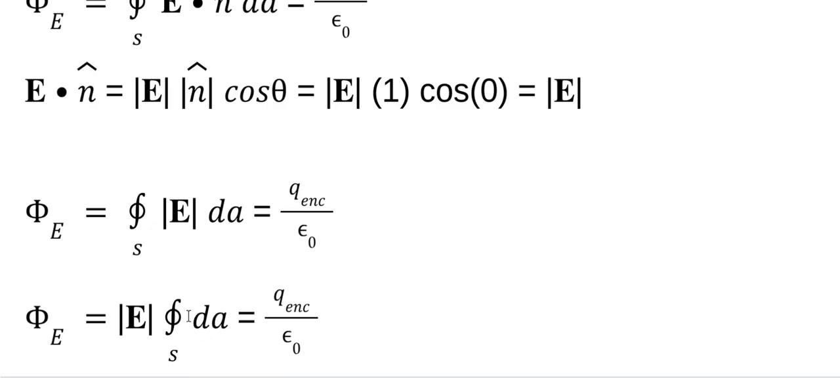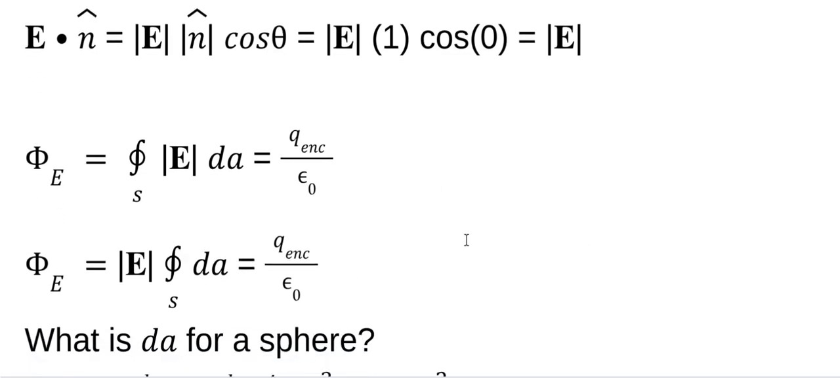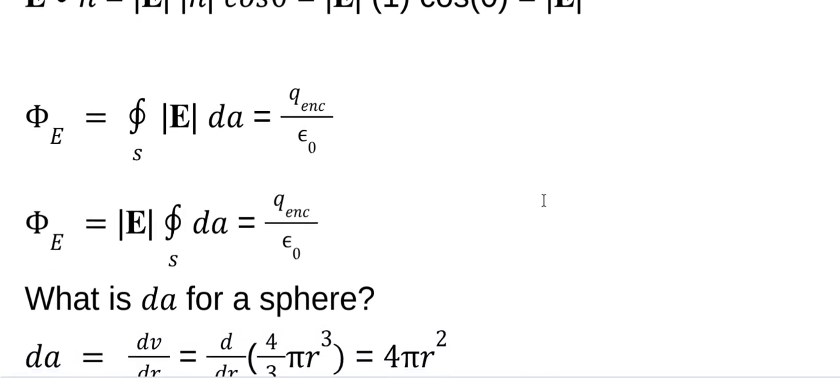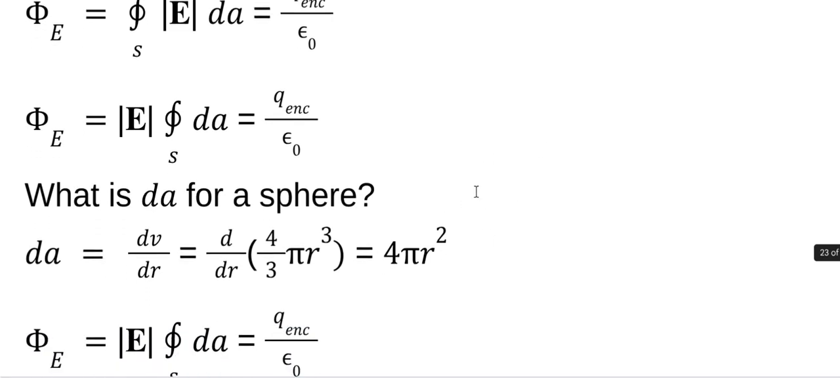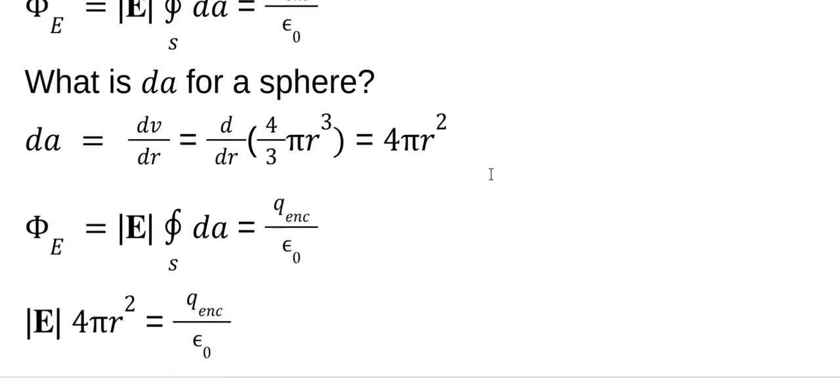Well, now what's this? Well, this is the infinitesimal area for a sphere. How do we find that? Well, the only way I could figure it out was that dA is equal to the derivative of the volume of a sphere with respect to the radius. And we know what the volume of a sphere is. It's 4/3 pi r cubed. We take the first derivative with respect to r, we get 4 pi r squared. So this is the dA of our surface, okay? So we put that back in here.